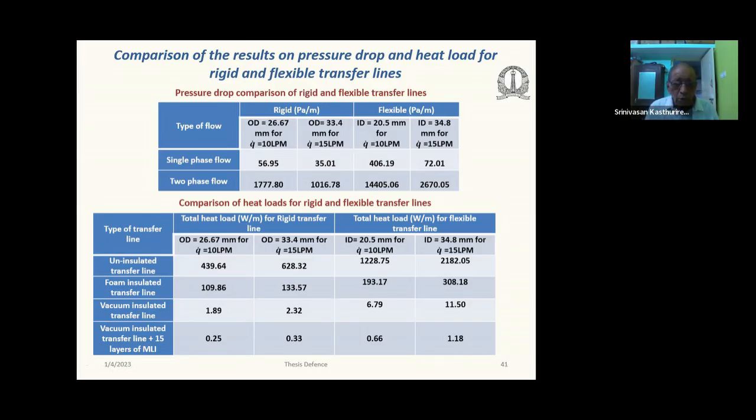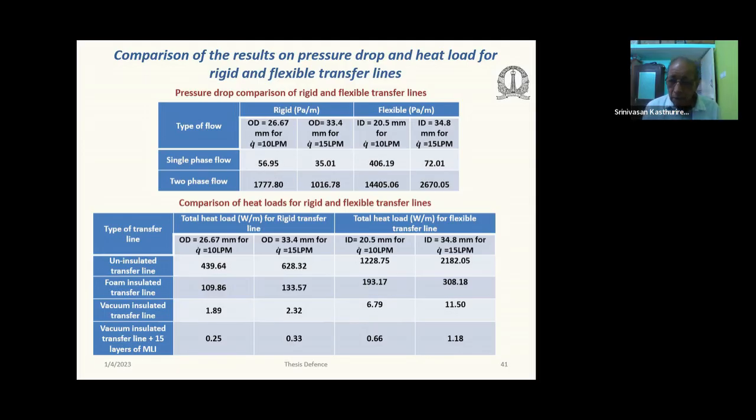So also for two-phase flow, for a certain void fraction, it is 177.80. Whereas if you take 15 liters, because that pipe is now bigger in size, it is only 1016.78. Similarly, we can calculate also for flexible systems. Like the rigid system, we can also calculate for the flexible system. What about the heat transfer?